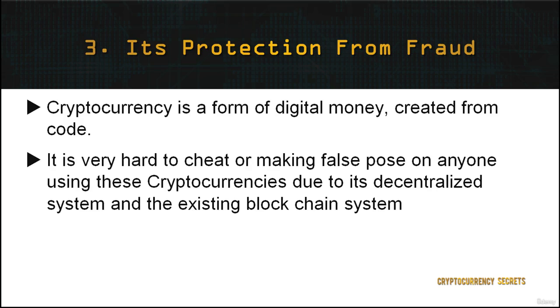Remember, cryptocurrency is a form of digital money created from code. Individual cryptocurrencies are, as mentioned, digital and cannot be counterfeited by senders. Because the transactions cannot be reversed, they do not carry with them any personal information. This ensures security, and the merchants are protected from any potential losses that might occur from fraud cases. It's very hard to cheat or make false accusations against anyone using these cryptocurrencies due to its decentralized system and the existing blockchain system. It cannot be manipulated by anyone or any organization thanks to its being cryptographically secure.